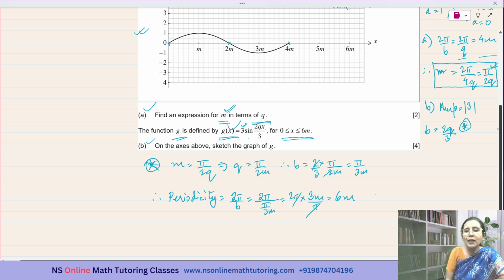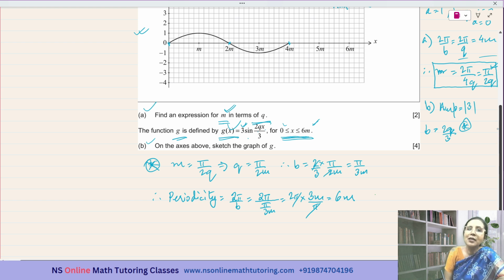And C is equal to 0, D is equal to 0. Therefore, we do not have any vertical or horizontal translation. And I have seen many students assuming that the periodicity is 6m as soon as they see x is ranging between 0 and 6m. They assume that the graph will be starting from 0 and will be ending at 6m.